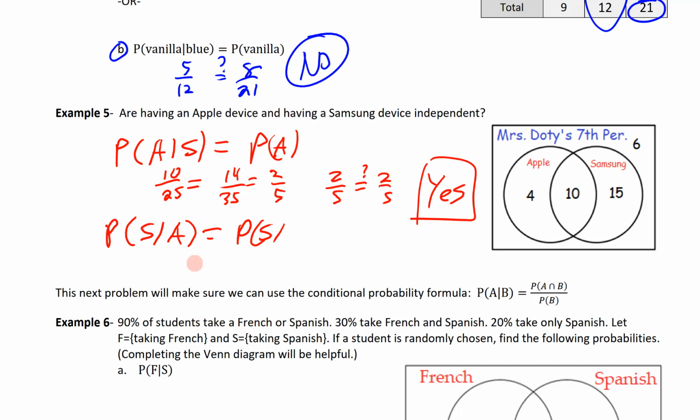And just for the heck of it, if we want to check Samsung given Apple, that would be 10 out of the 14 in that sample space altogether. So 10 out of 14, and the question here is, does that equal probability of Samsung? Remember, there are 35 in this class altogether, so that's going to be the 25 that have Samsung over 35. So we end up with 2 goes in here, 5/7, and 5 goes in here, 5 and 7. So the answer to that is yes also. All right, great. Let's move on.